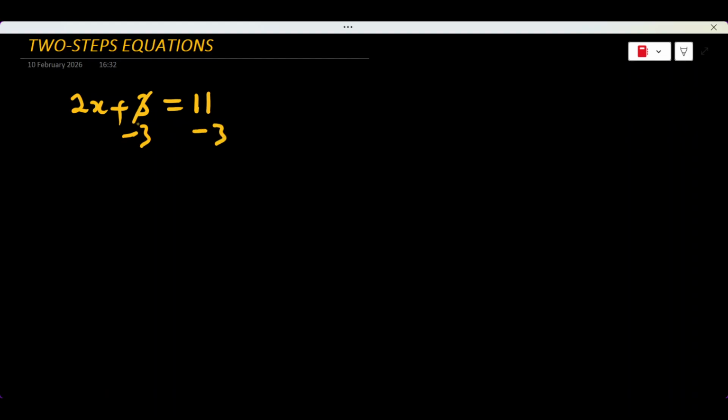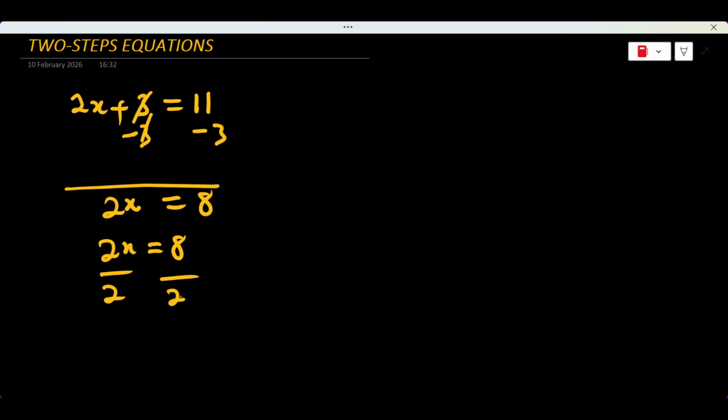So the 3 and the negative 3 cancel out, leaving us what? The equal sign and the 2x. 11 minus 3, we have 8. So 2x equals 8. Divide by 2. Divide by 2. Then that gives us what? 4. So this becomes our answer.